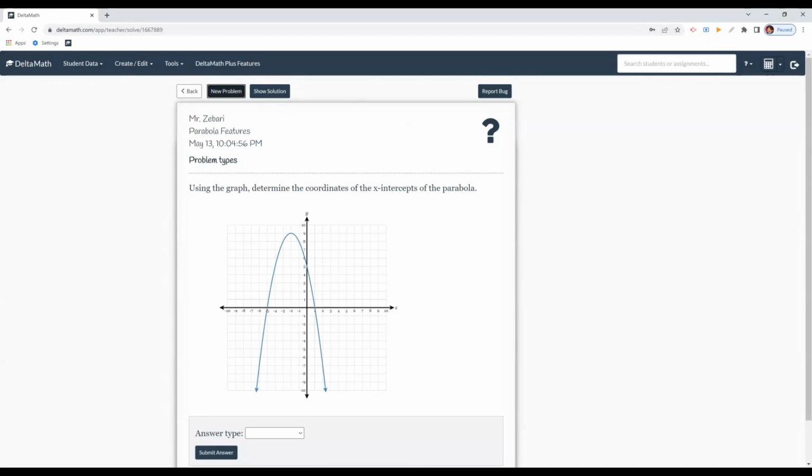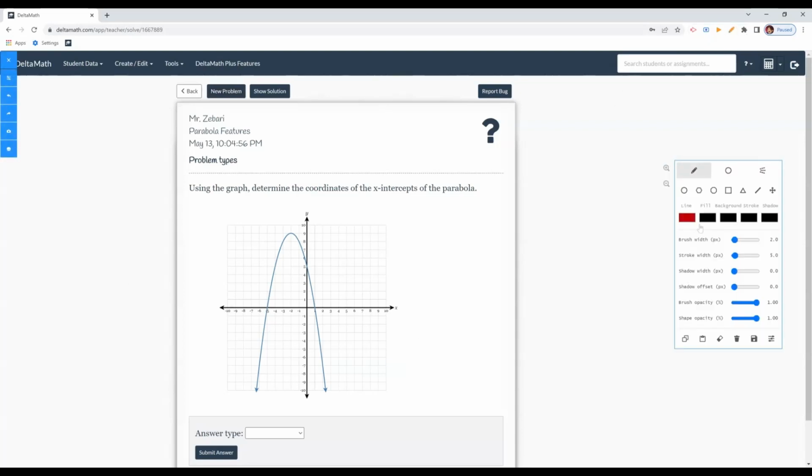Alrighty, let's go work on this together now. So again, roots and x-intercept, same thing, is where the parabola intersects the x-axis, or in other words, when y is equal to 0. So let's go along the x-axis, and let's try to find where the parabola intersects it. So, oh, right there, and right there.